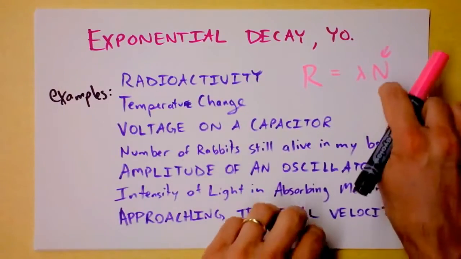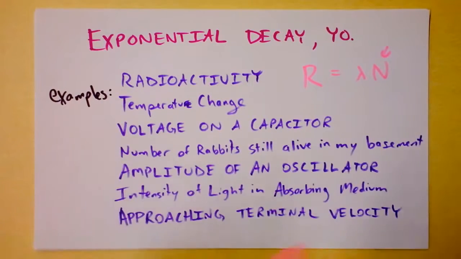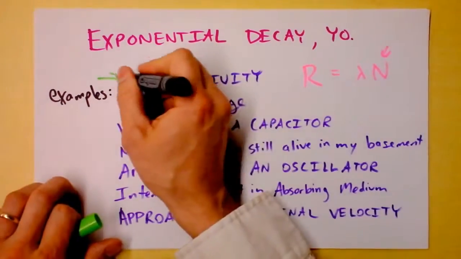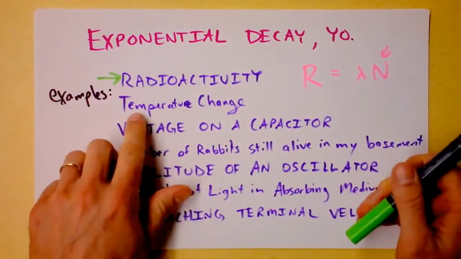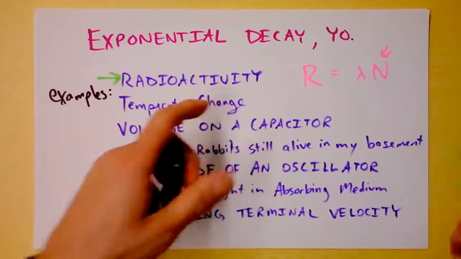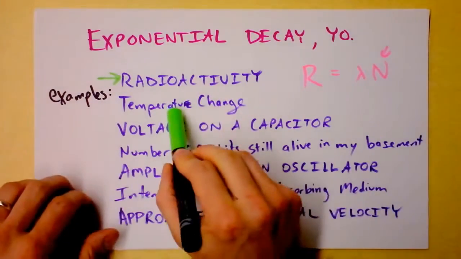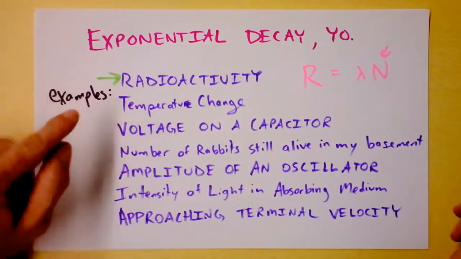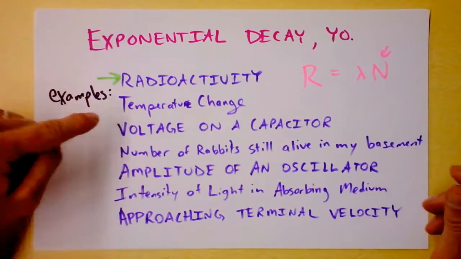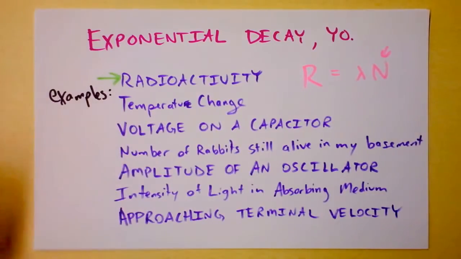And I could also have it depend on time in some interesting way. There are a lot of ways to see exponential decay in physics, and I'll throw a few at you. We're going to talk about radioactivity today, but I also see exponential decay in temperature change between two bodies coming to the same temperature, because the flow of heat depends on the difference in temperature. As the difference gets smaller, the flow of heat gets smaller. So we'll see exponential decay there.